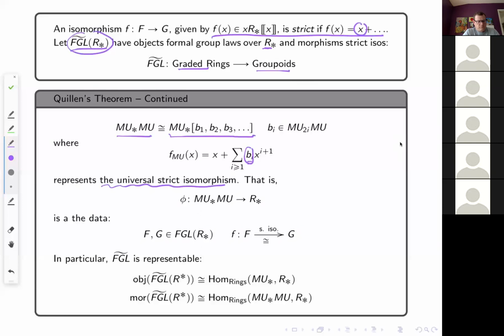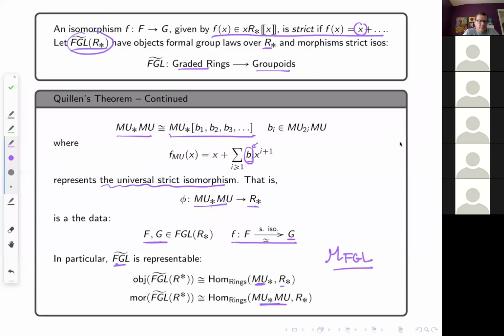What does that mean? It means that if you have any ring homomorphism from MU star MU to a ring, that carries the data of two formal group laws and a strict isomorphism between them. The strict isomorphism is encoded by the b_i, and if you know the b_i, you know what the endpoint has to be. So this functor from rings to groupoids is representable. Its objects are the maps from MU star to R star, but the morphisms of the groupoid are the maps from MU star MU to R star. And this groupoid represents a stack, and the stack is M_FGL.